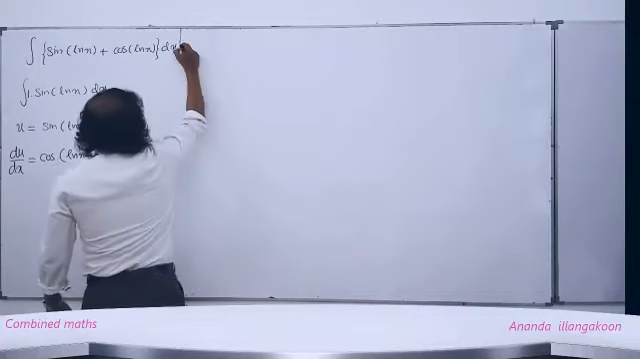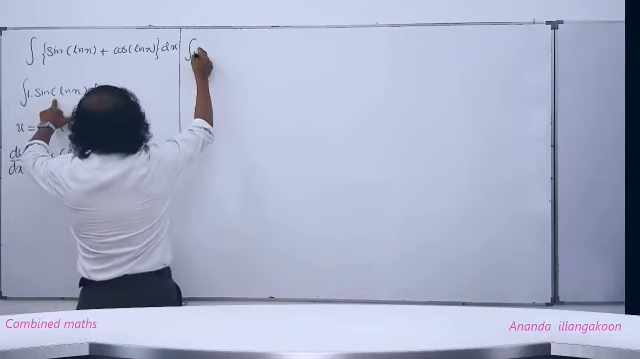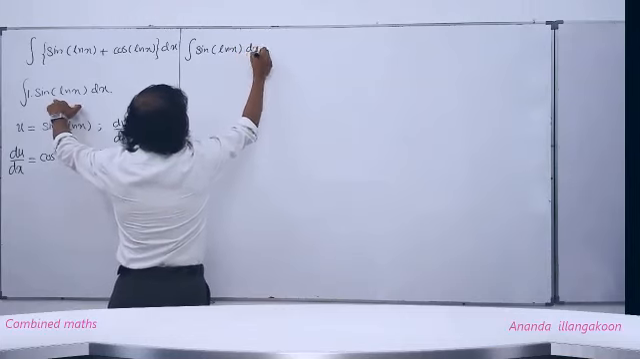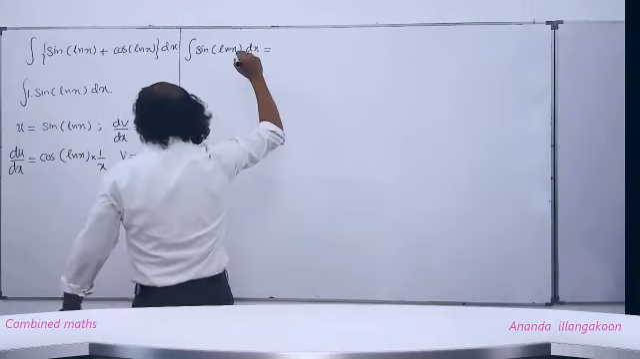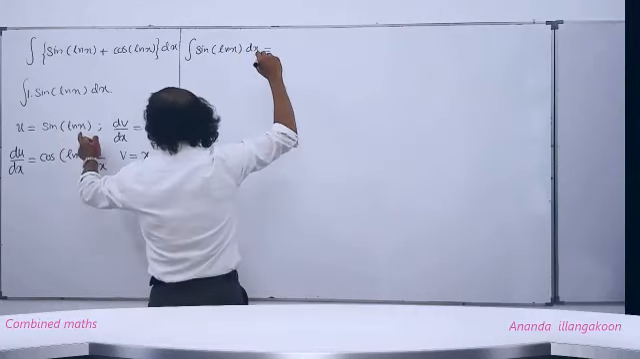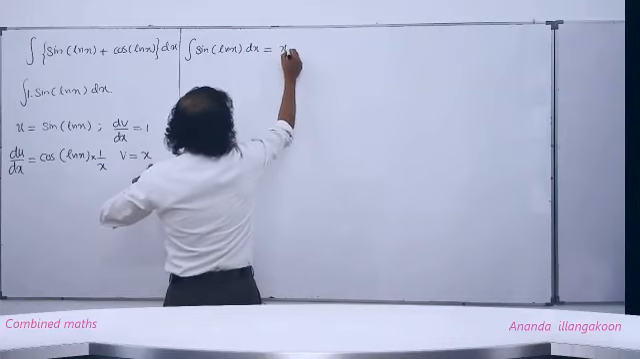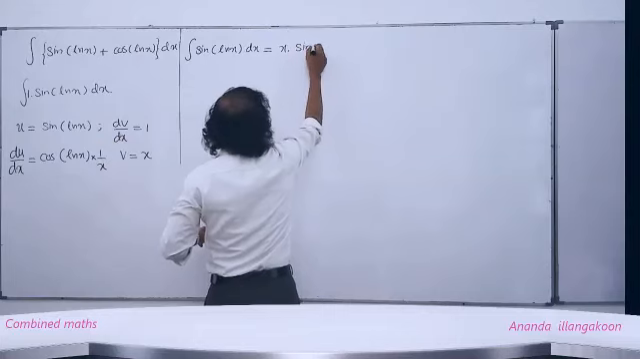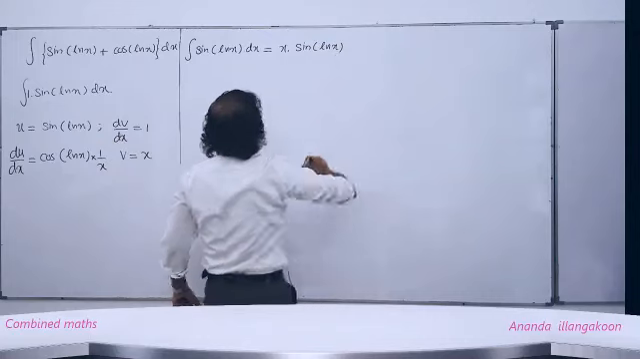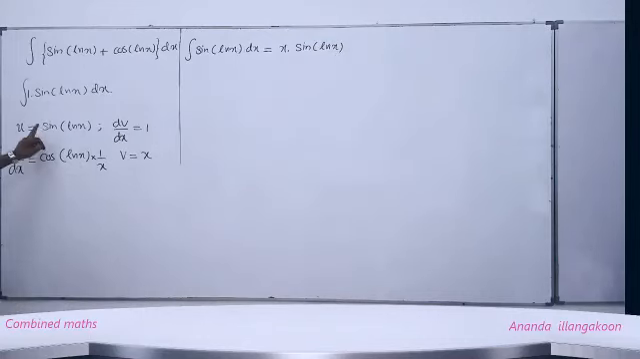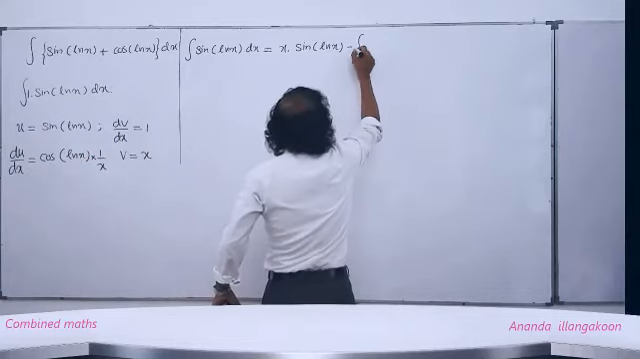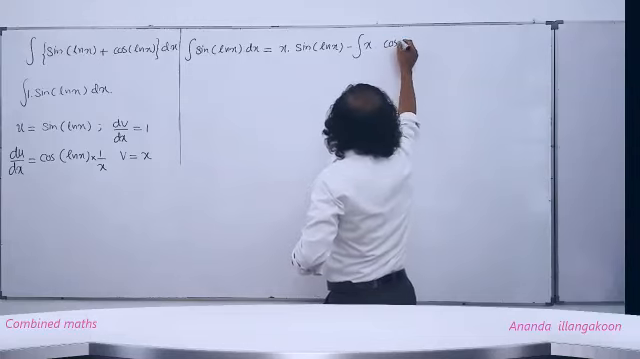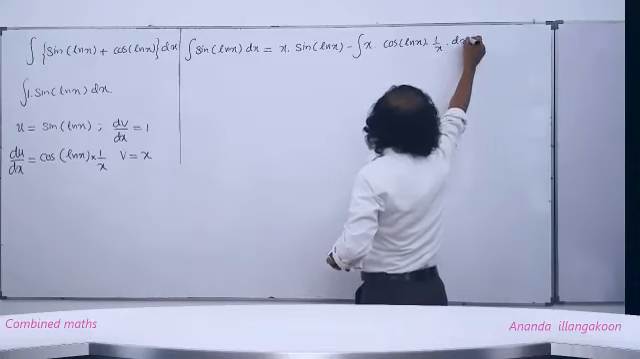Then by using the by parts formula, sin ln x we can write as u into v. U is sin ln x, v is x. x times sin ln x, uv minus, v dx, and du by dx, people, cos ln x into 1 upon x dx. You can cancel down this and this.